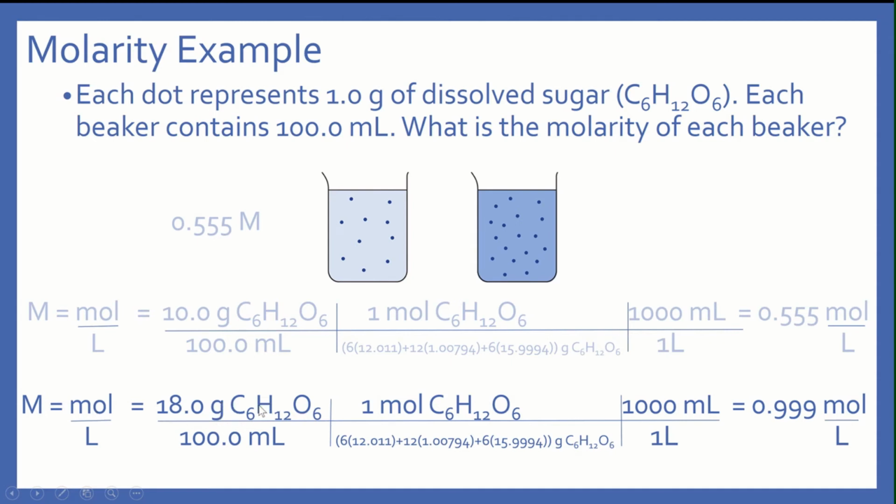18 grams of sugar. I counted the 18 dots. 18 grams of sugar per 100 milliliters of solution. Again, the same concept holds true. I need to go from grams to moles. I do that here. And then milliliters to liters. I do that there. I crunch my numbers, and I end up with 0.999 moles per liter. That's a 0.999 molar solution.